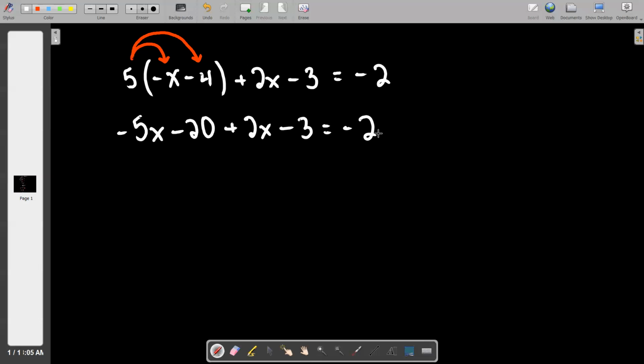Don't add 3 to both sides. Don't subtract 2x from both sides. Don't add 5x to both sides. Don't add 20 to both sides. That is completely and totally an inappropriate thing to do.